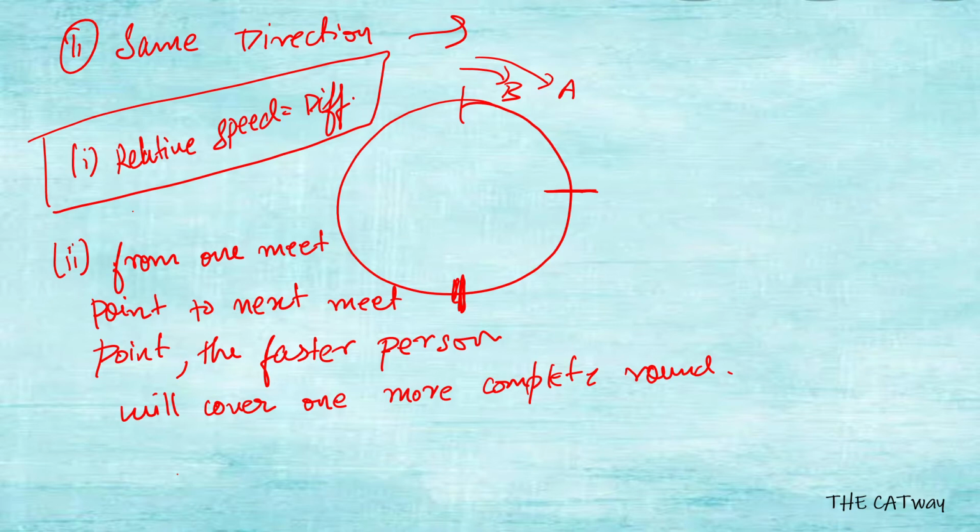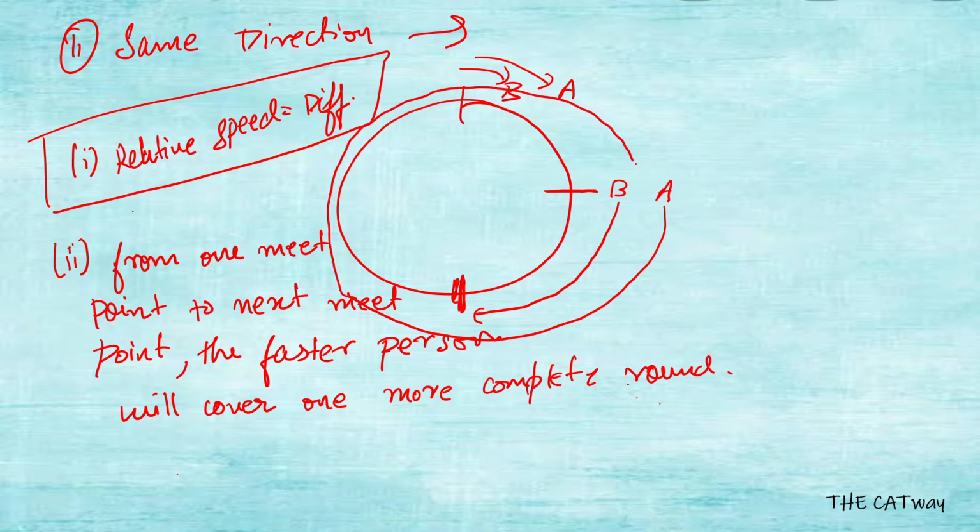Now let's say B is the slower one. So B came from here to here. In that time, what A will do is, A will come from here to, okay, let's continue with this only.